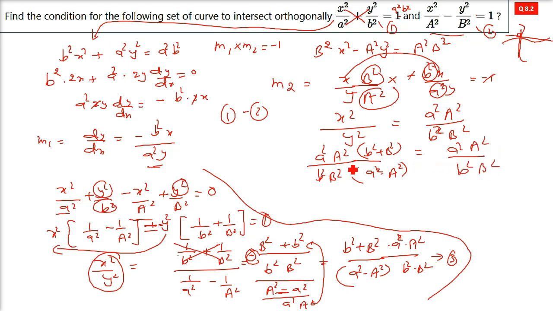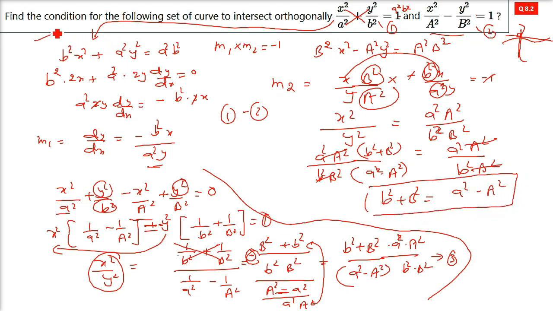Now what do we get? This gets cancelled, this gets cancelled. You can take this denominator on the right hand side. So b square plus capital B square will be equal to a square minus capital A square. So this is the condition. You can write it in the way you want.